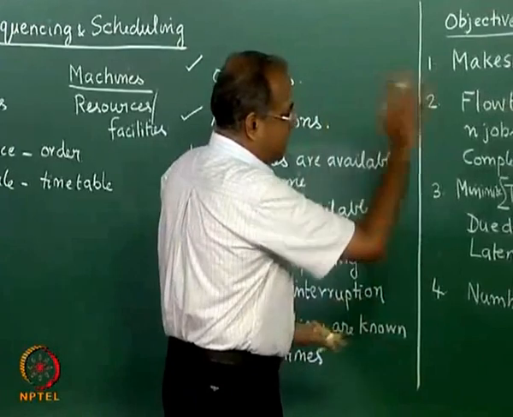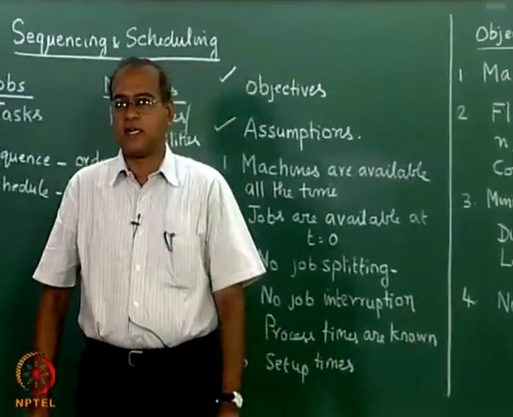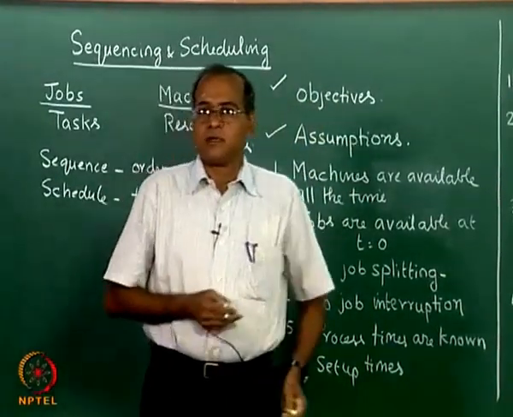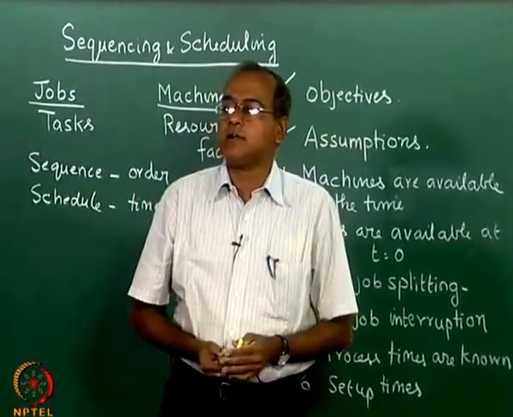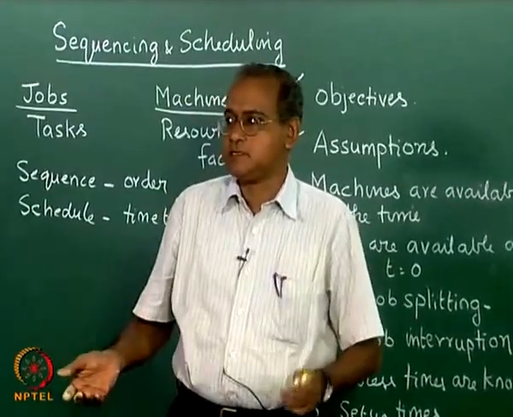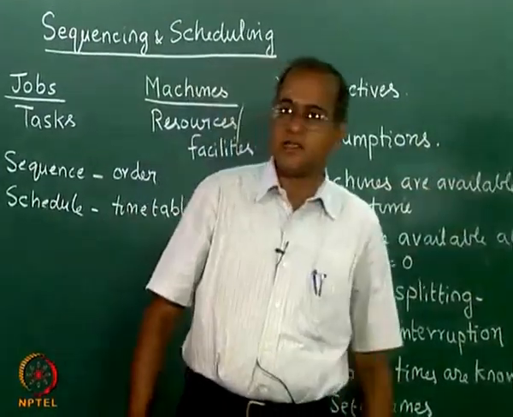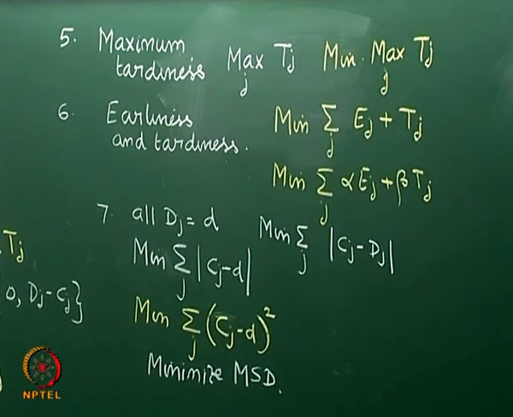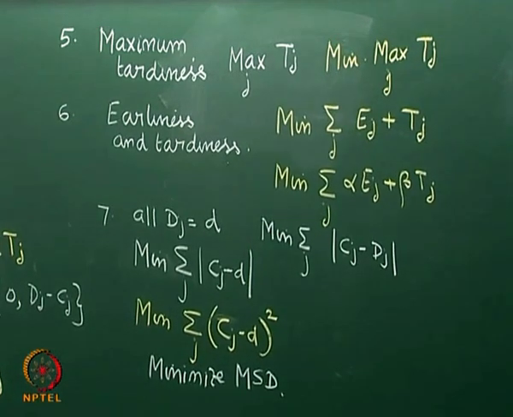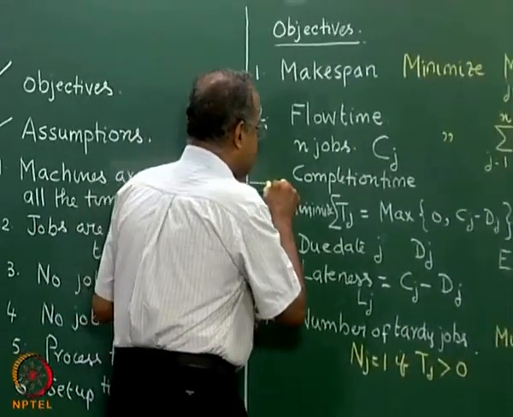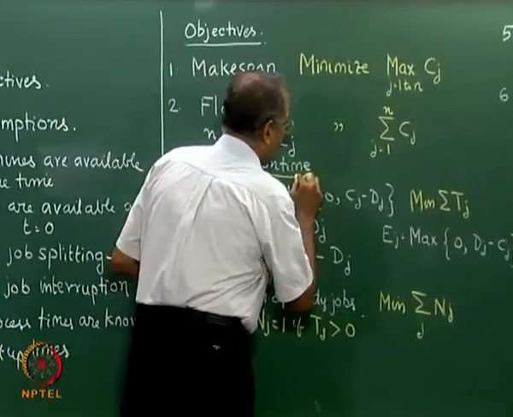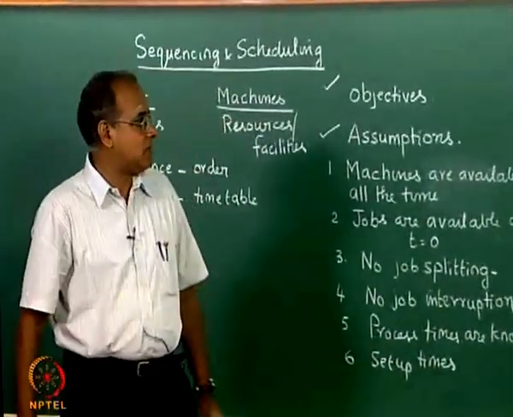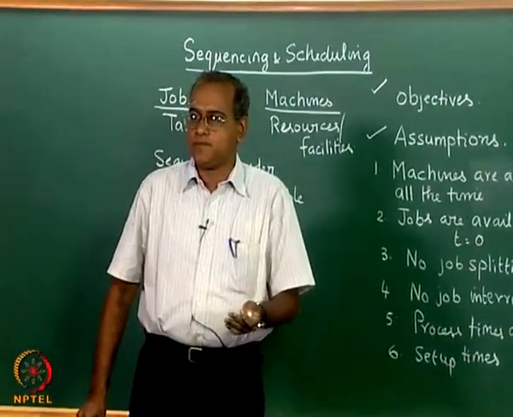So right now we have seen about 7 different objectives. There are other objectives. Sometimes organizations would also like to maximize the utilization of machines. So maximize machine utilization is another objective that we could think of. Now if we look at these 7 objectives, you realize that the first 2 do not involve due dates and the rest of them involve due dates in some form.